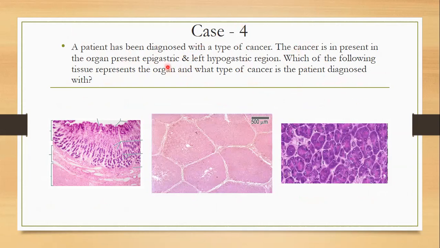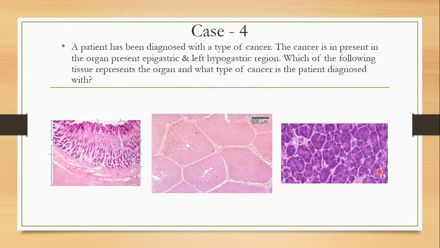Now remember, epigastric region is the region just below your xiphoid process and above your umbilicus, right? So this is your epigastric region and left hypogastric region. So look at the tissues here. This looks like a tissue from the gastrointestinal tract. This looks like a tissue from the liver.